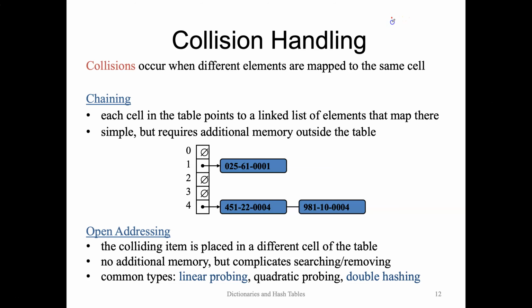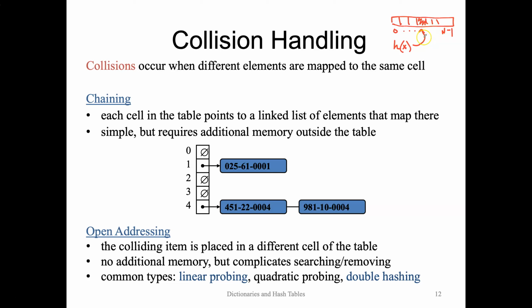Okay, so we have a hash table, which is an array indexed from 0 to capital N minus 1. And we have a hash function. Our goal is that when we insert items into this hash table, we want to place each item at the hash value of its key.